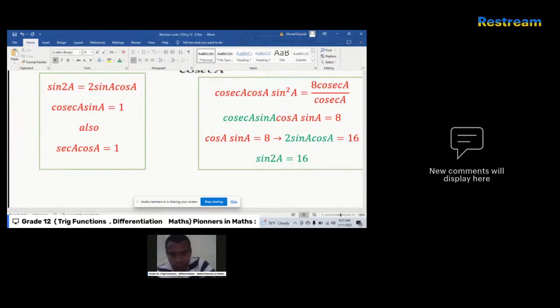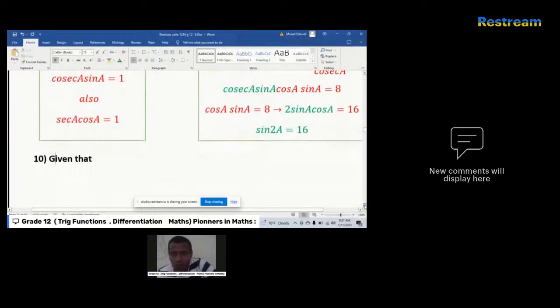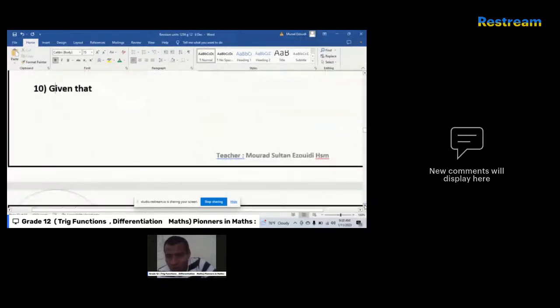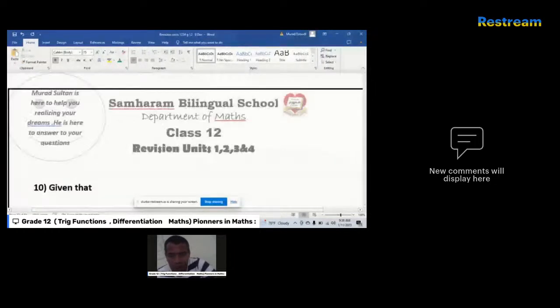Given exercise 9 or 10, something like that. This is a very important question. I will just move it down so that the screen will be clear for you. It's better. Now I will come like that, learners.